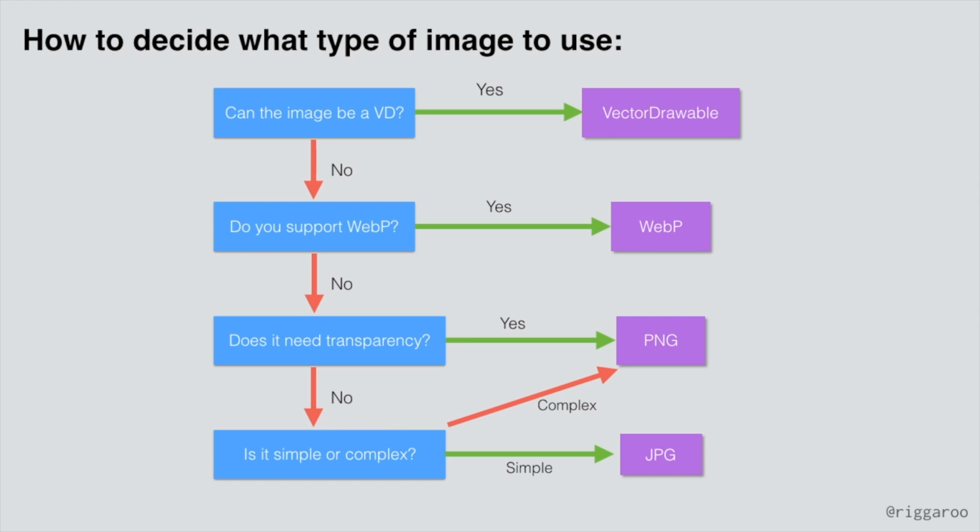And if you can't use WebP, then you should look at, do I need transparency? Obviously only PNGs have transparency, so then you would need to use a PNG. And if you don't have transparency, then you should look at, is it a simple or a complex image? If it's a really complex image, you'll need to use a PNG. But if it's a simple one, you would then use a JPEG. So overall, when you have an image that you're going to put into your app, always ask yourself, can this be a vector drawable? That's the first question that you should be asking yourself.